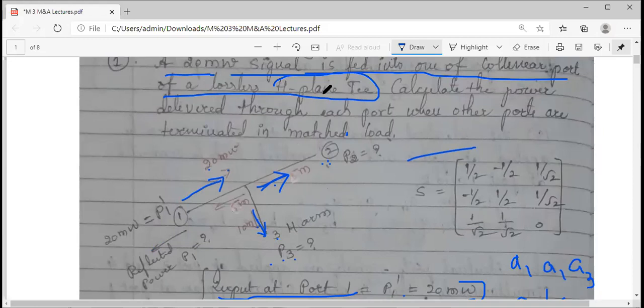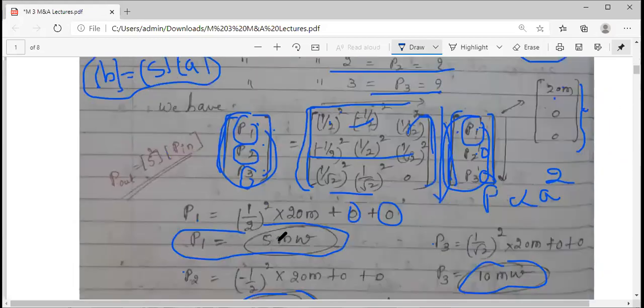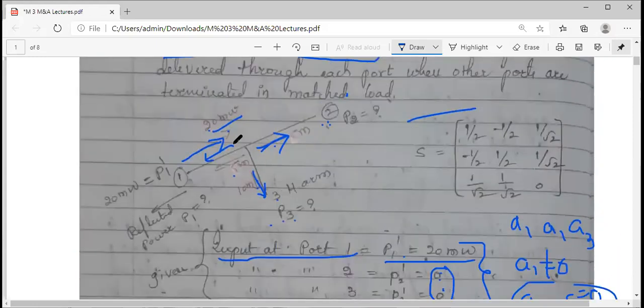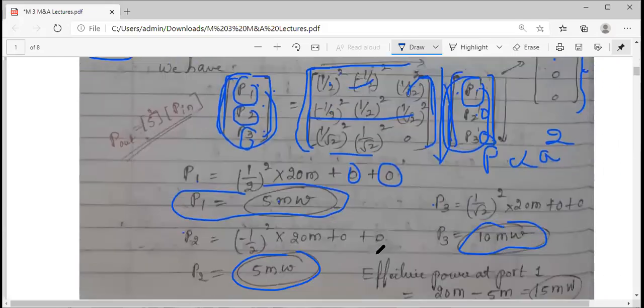However, port 1 से हम 20 milliwatts दे रहे हैं, some part gets reflected, that is 5. We have just now found out what is P1. P1 is 5 milliwatts. So try to understand, out of 20, 5 and 10 ऐसे distribute होंगे, and remaining 5 will hit back. Okay, so total 20 milliwatts. Hope you understood this problem.